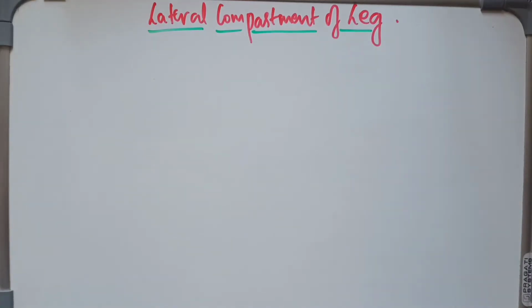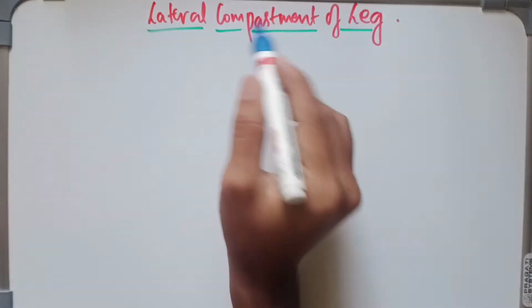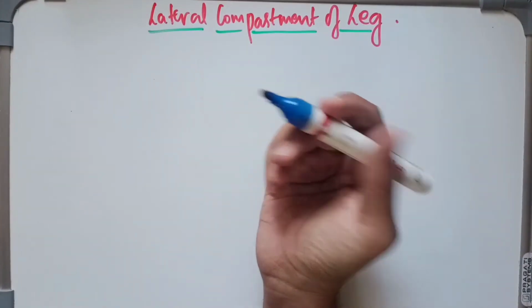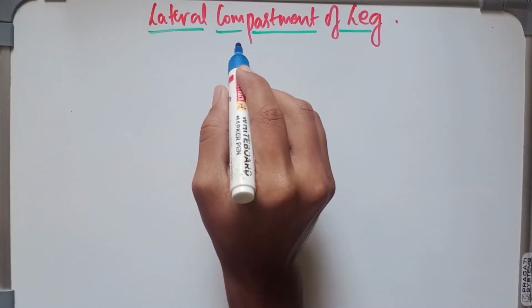So today we are going to look at the anatomy of the peroneal retinacula. The peroneal retinacula are also part of the lateral compartment of the leg. So basically we are going to go over the lateral compartment of the leg in terms of boundaries and contents, and finally we'll discuss the peroneal retinacula.